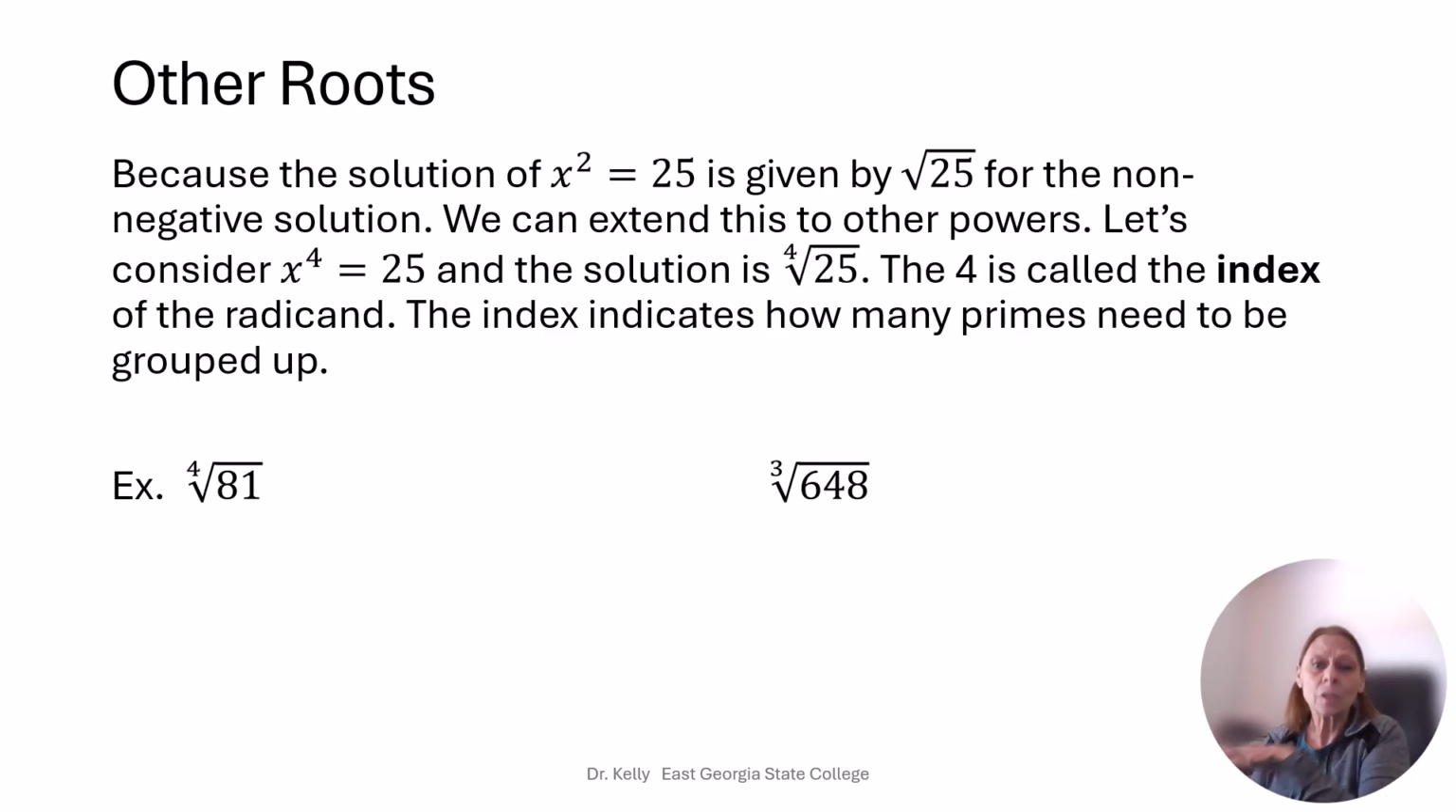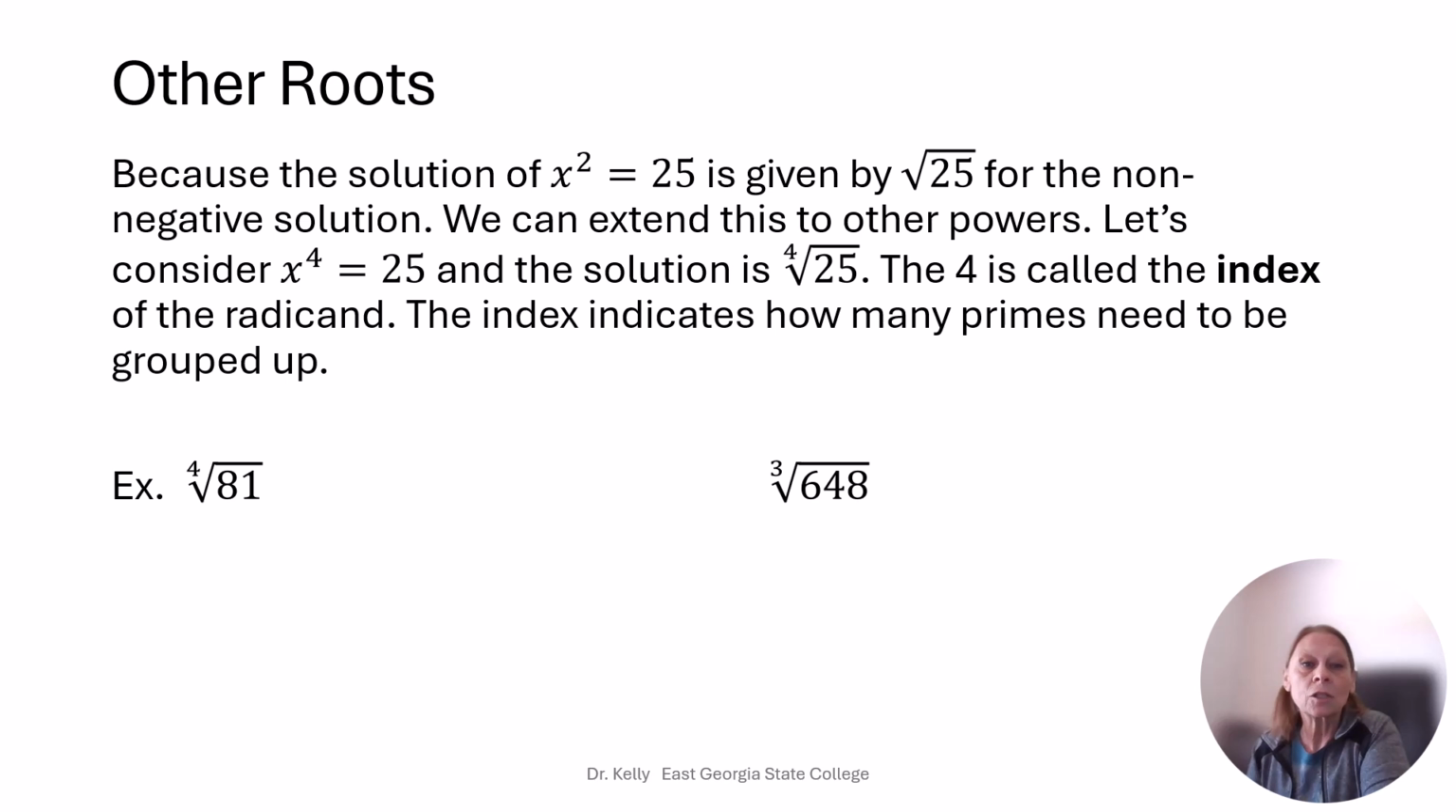There are not just square roots. In fact, there's an infinite number of roots. There's cube roots, fourth roots, 67th roots, 128th roots. Any number you can think of, we could have that kind of root. And what the root tells us, that index, that's the number in the crack of the radical, tells us how many need to be in a group.